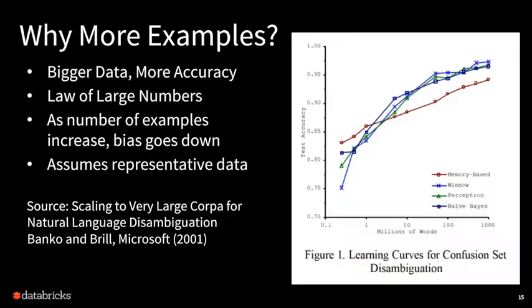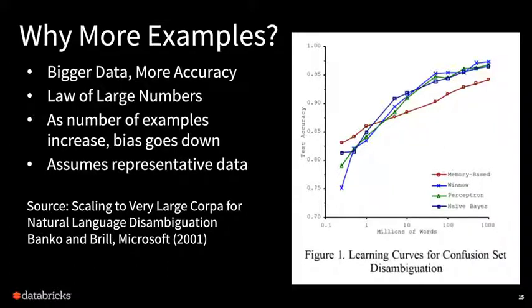Why more examples? One of the things that we see with small data tools like Python, Pandas, or open source R is that most companies will subsample the data sets and then create models off those subsamples. Now, subsamples will actually limit your accuracy. It's been proven through this paper by Banko and Brill at Microsoft that having more and more examples actually yields overall more accuracy.